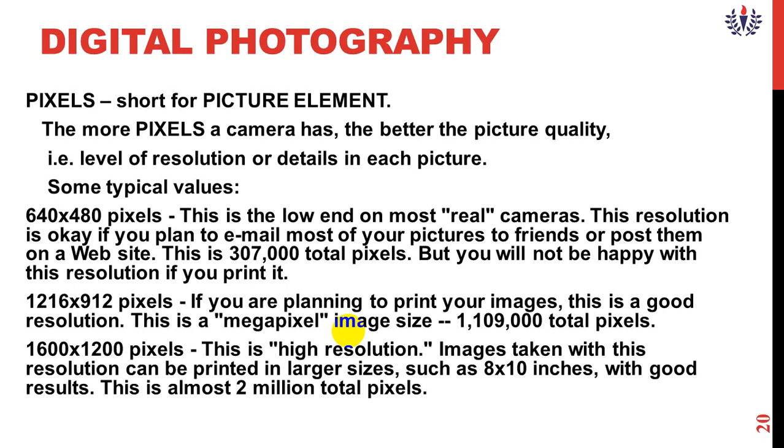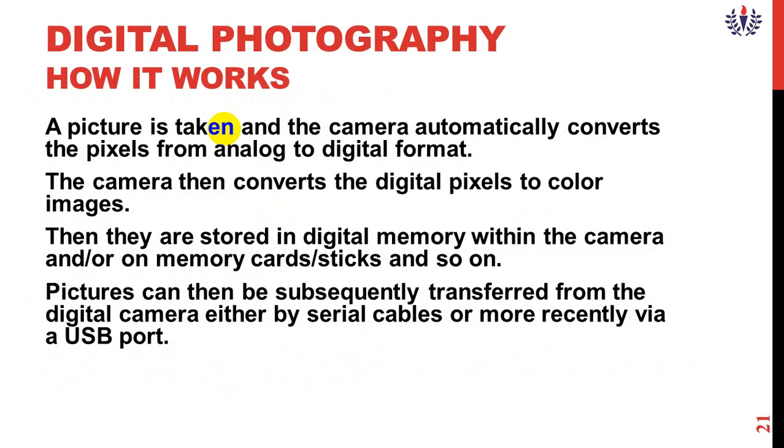Also in digital photography, when you are using pixels, that will give a better resolution of the image which you are capturing in the camera. And how does digital photography generally work? Now you have the camera, your picture is taken, and the camera automatically converts the picture from analog to digital format. When a person captures an image, that image is recorded by the camera, and the camera converts that captured image from analog to digital format.